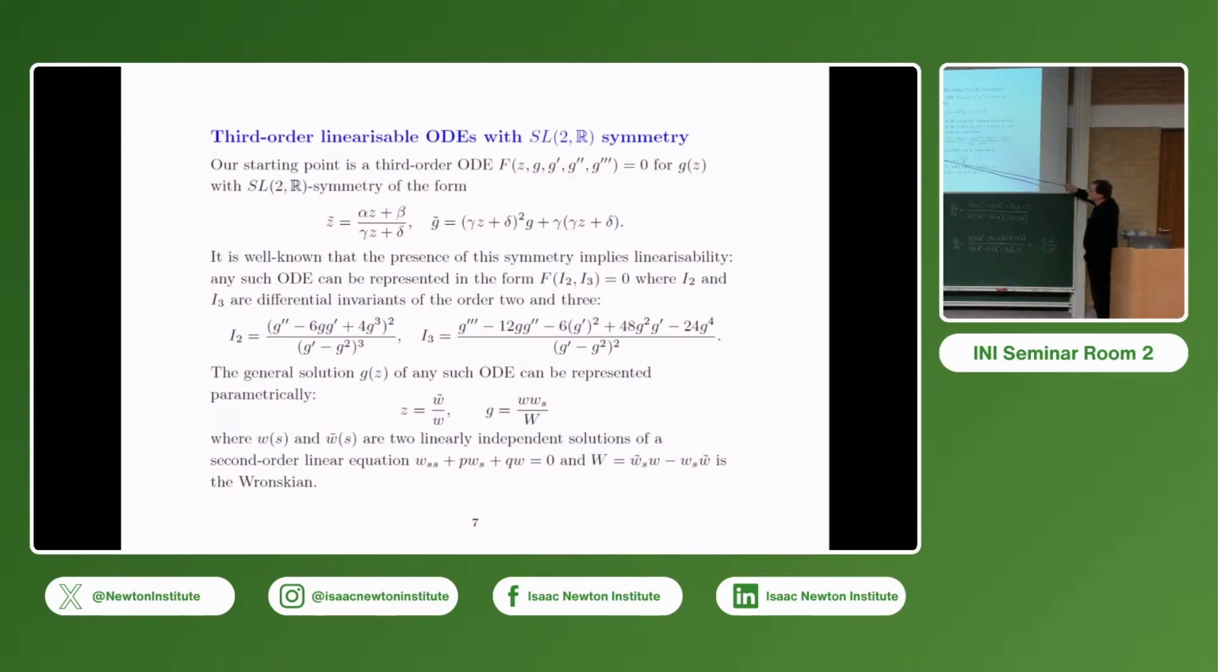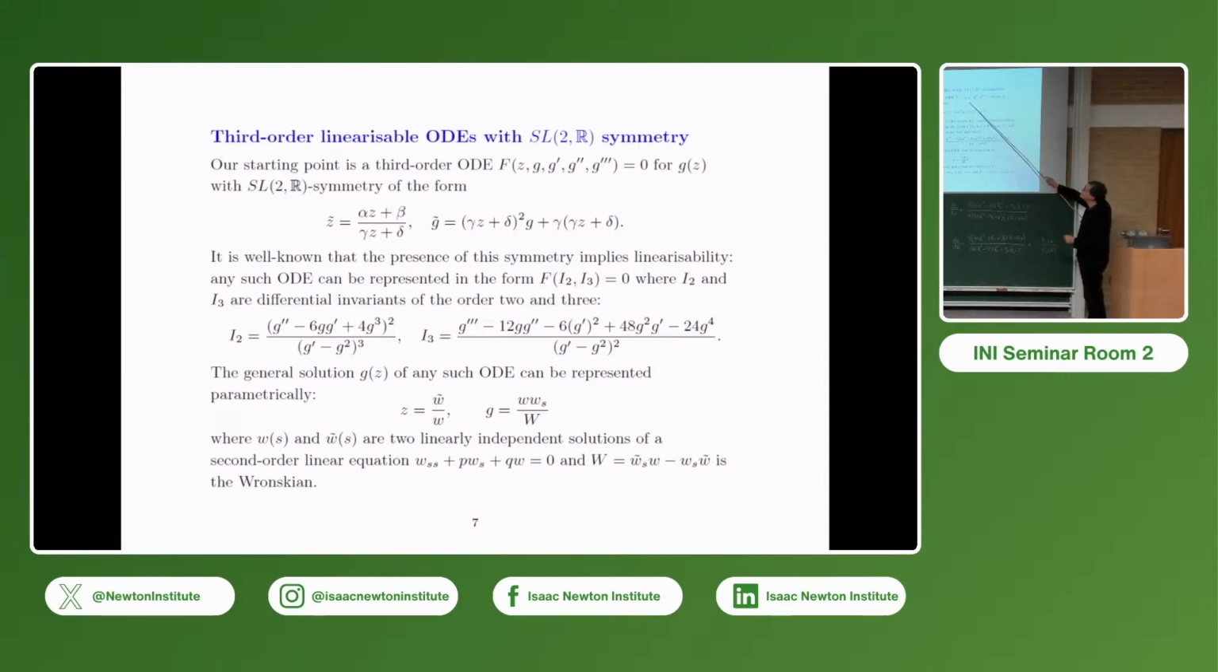So let W tilde and W be two linearly independent solutions to this equation. Then let's write down the following parametric formula. Z is the ratio W tilde over W, and G is this explicit expression in terms of W, and this capital W is the Wronskian of the solutions. It turns out that for any third order equation of this kind with this symmetry, there exists a second order linear equation such that the general solution to this ODE can be written in this parametric form. By the way, when you vary W tilde and W as the basis of solutions of this linear equation, you get precisely this SL2R symmetry.